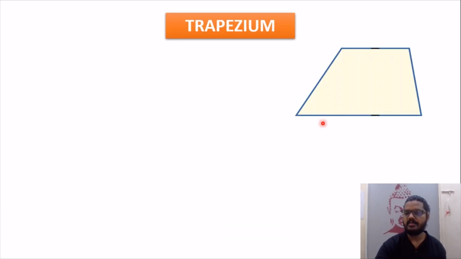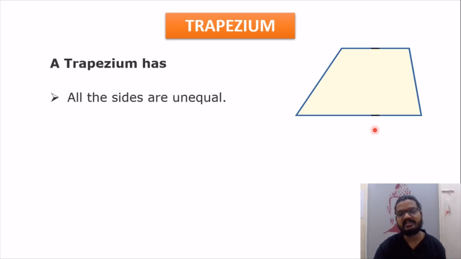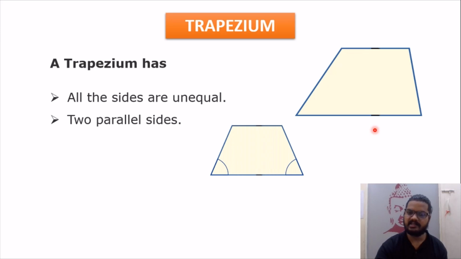Moving further to the last type, which is the trapezium. The trapezium looks like this. Now, if you observe, these two sides are parallel, whereas the other two sides are not parallel. Also, if you observe, is any side equal to another? No. That's the peculiarity of a trapezium. A trapezium has all sides unequal but two parallel sides.